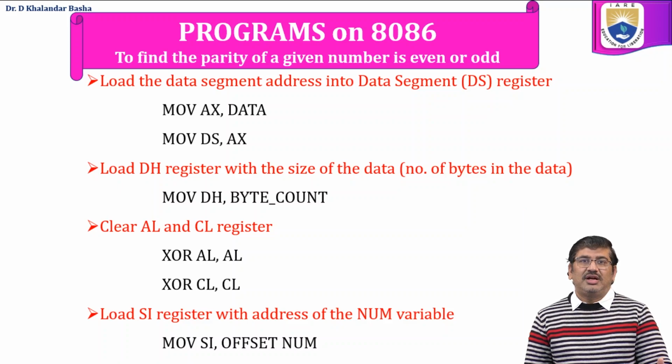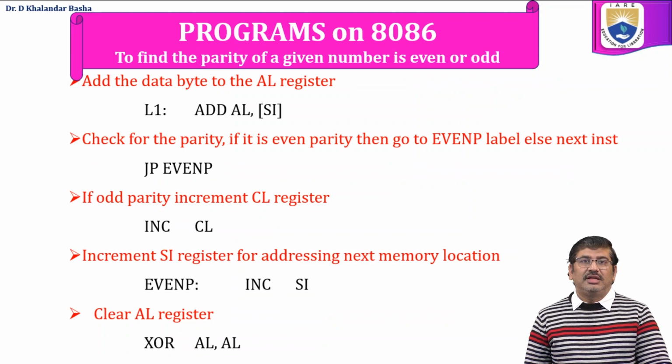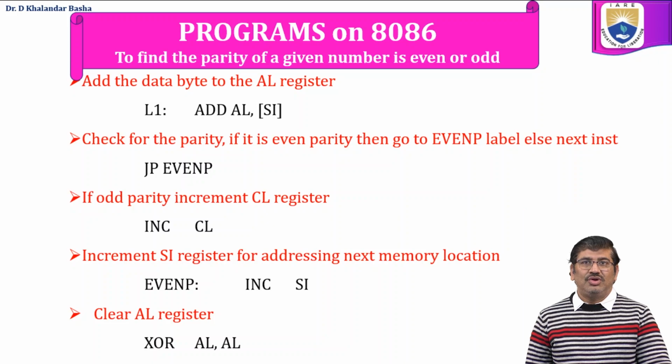Next, we want to fetch the address of the first number, that is the first byte. So for that, we'll write MOV SI comma offset of number. This instruction will fetch the offset value of the number in the data segment into the SI register. Then this number will be added to AL. What is AL? By default, we take it as 0. So here the SI contents, that is memory location contents, will be added to AL.